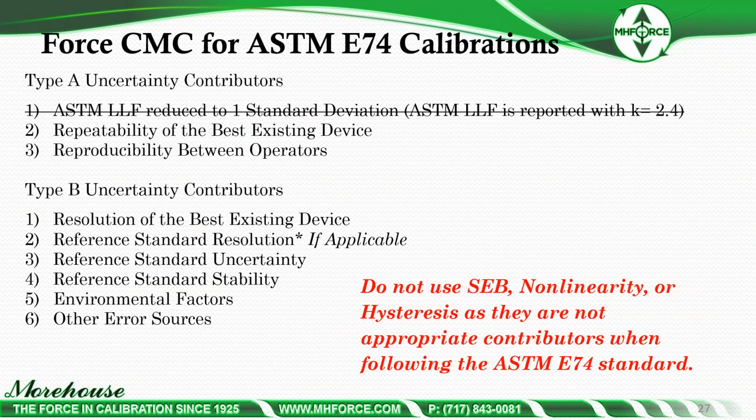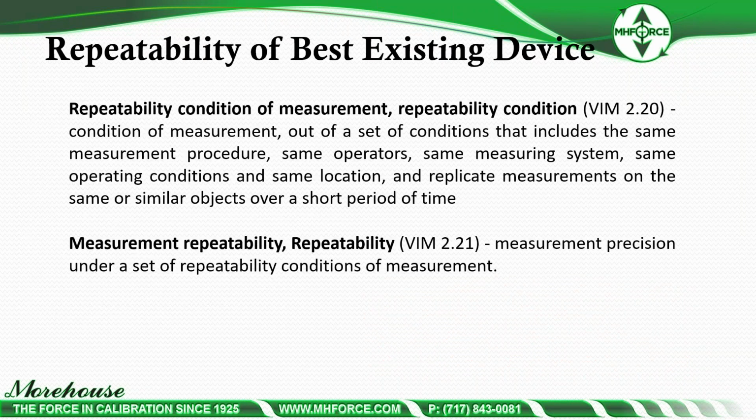So if we're looking at uncertainty contributors and we're using that Excel sheet that I showed at the beginning of this, then we can reduce that. The next thing we're going to need to do is probably take repeatability of the best existing device. If we look at the definition from the VIM, repeatability is a condition of measurement out of a set of conditions that includes the same measurement procedure, same operator, same measuring system, same operating conditions in the same location, and replicate measurements on the same or similar objects over a short period of time. And then you get measurement repeatability, measurement precision under a set of repeatability conditions of measurement.